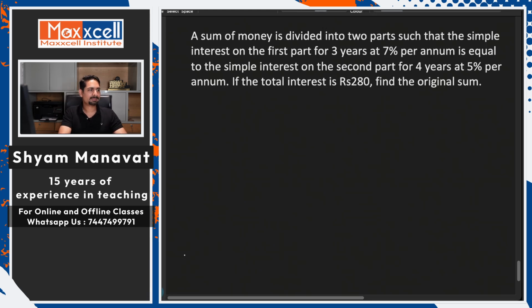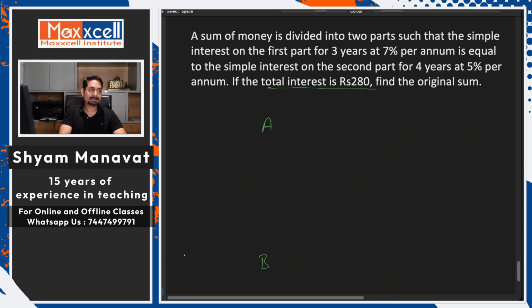A sum of money is divided into 2 parts such that. So sum of money divided into 2 parts. Do we know those 2 parts? No. Let's say the first part is A and the second part is B. You can say X or Y also. It's completely on you. But the simple interest is same in both cases. Okay. And question said total interest is 280. Of course, this is the simple interest.